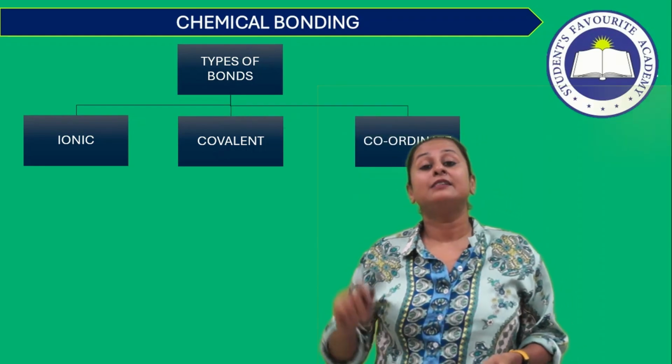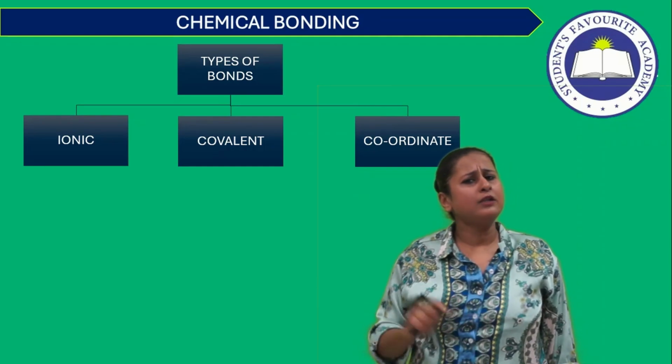The third type of bond is a coordinate bond. Coordinate bond is a very special bond.